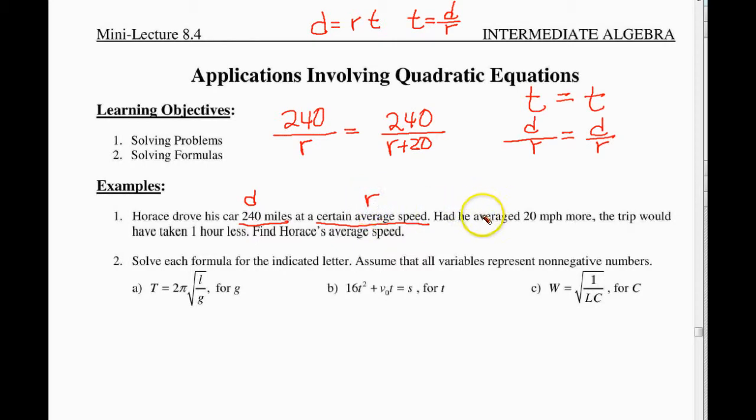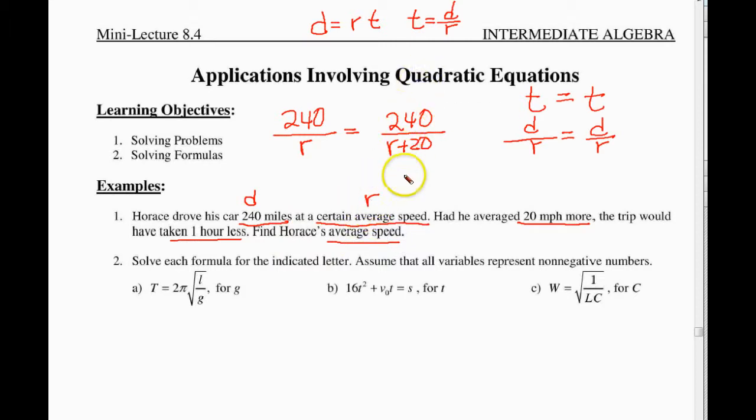Now here they're giving us some more information. It says if he averaged 20 miles more per hour, the trip would have taken 1 hour less. So we're kind of getting a feel for it. If he goes faster, it's going to take him less time. That makes sense. They want us to find Horace's average speed. We want to find out what R is.